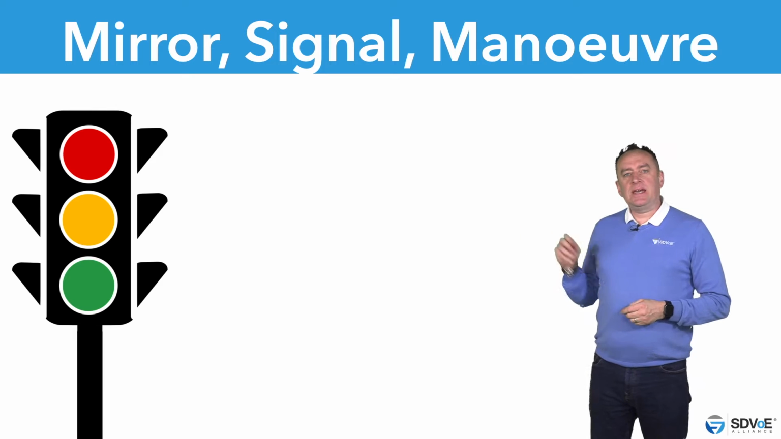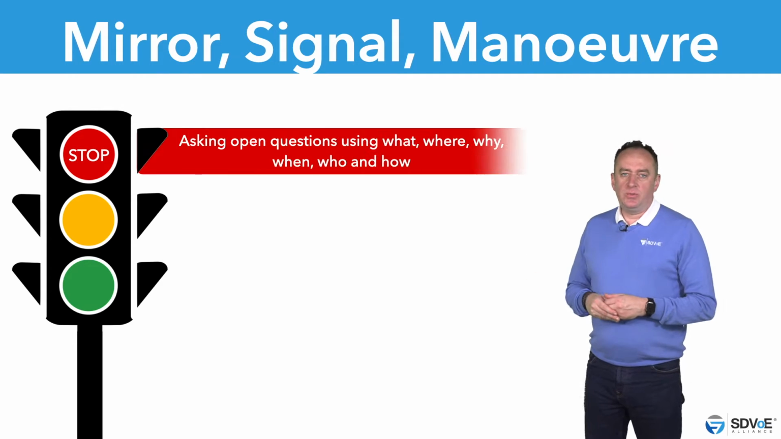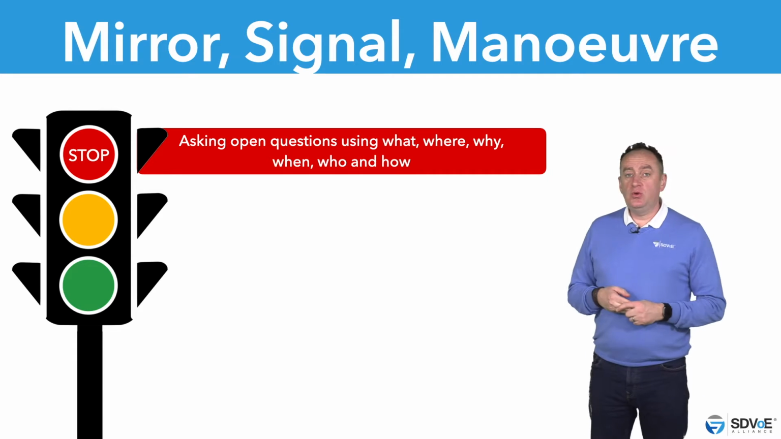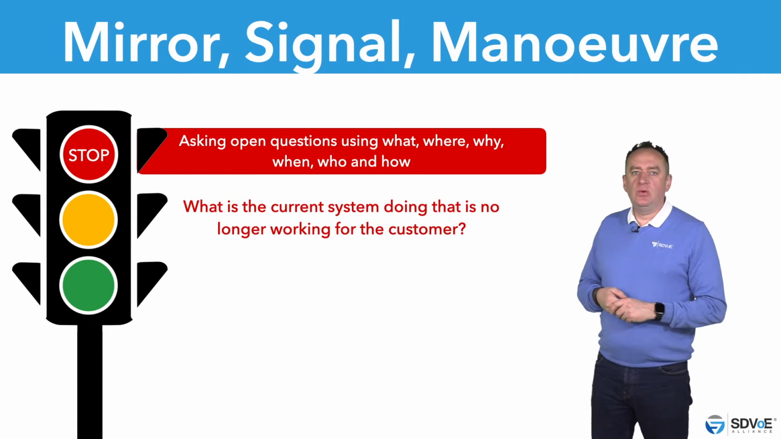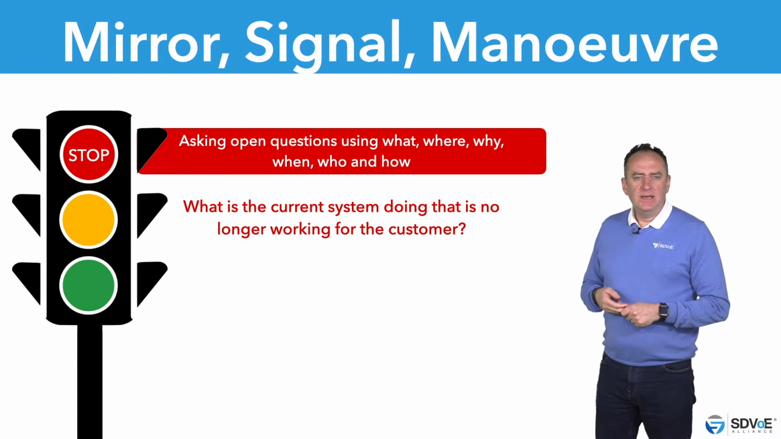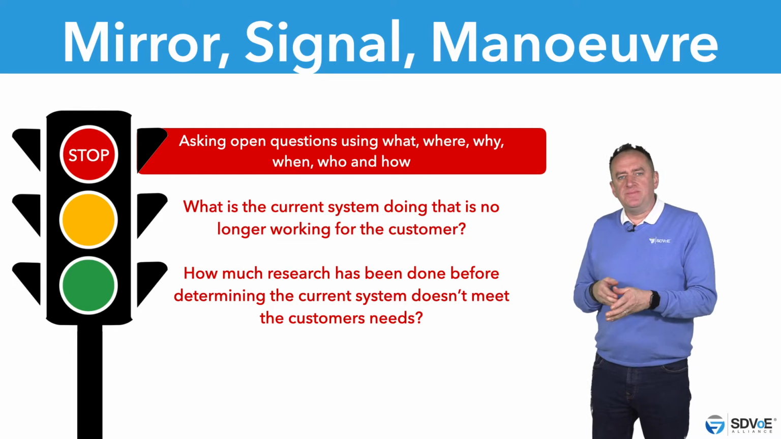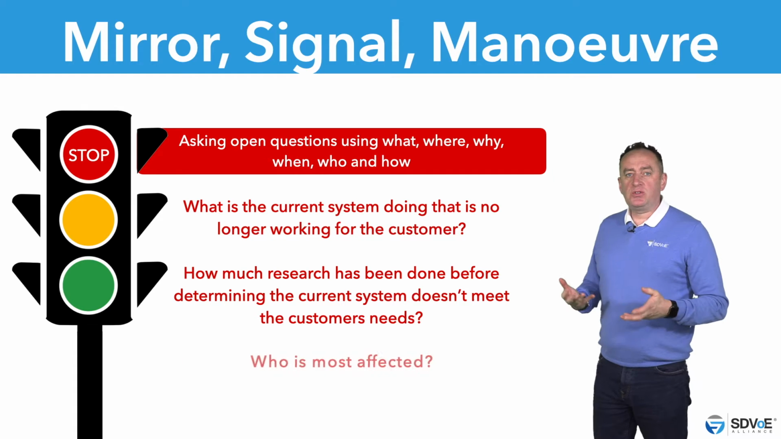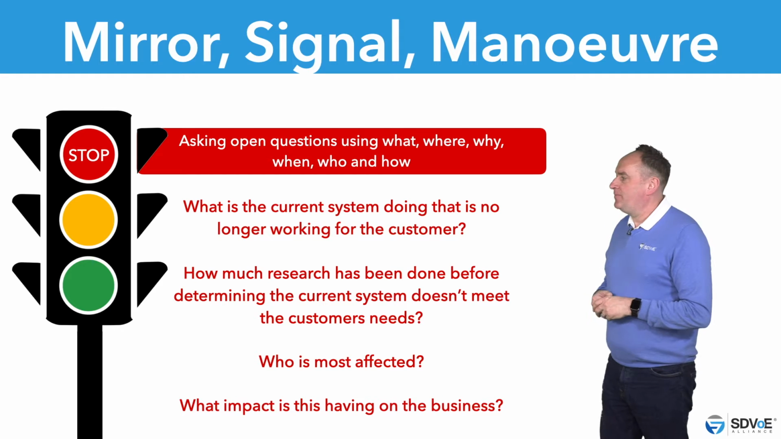Red indicates stop, and at this stage we need to ask a lot of open questions using what, where, why, when, who and how. What is the current system doing which is no longer working for the customer? How much research has already been done before determining that the current system is no longer able to furnish these needs? Who is most affected? What impact is this having on the business?